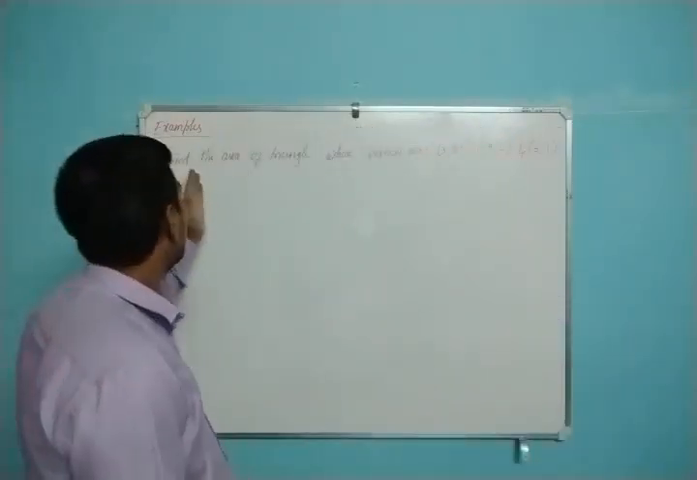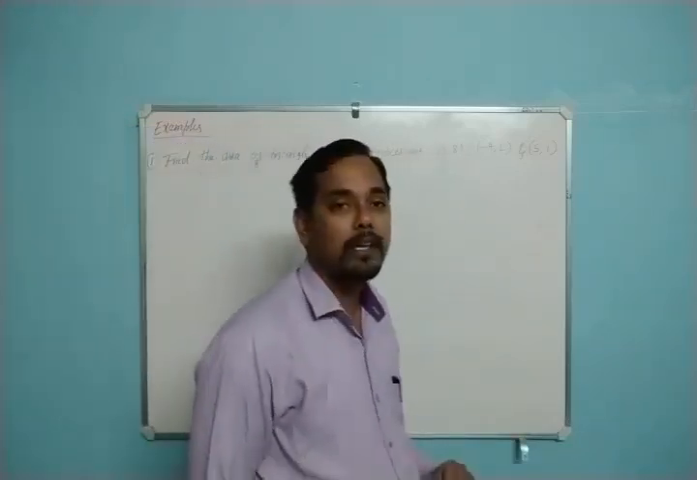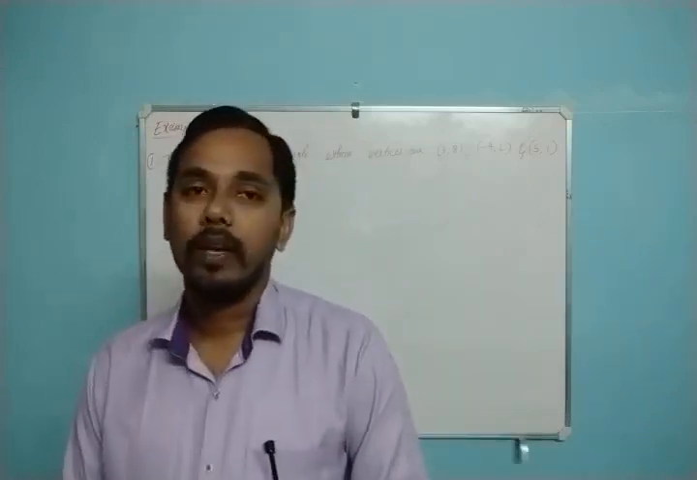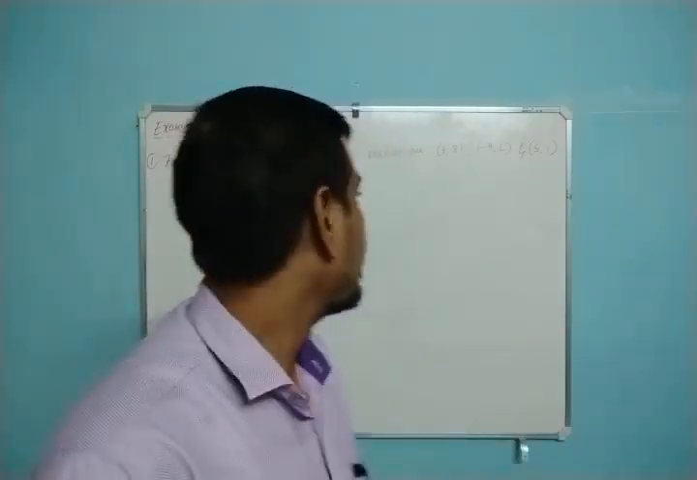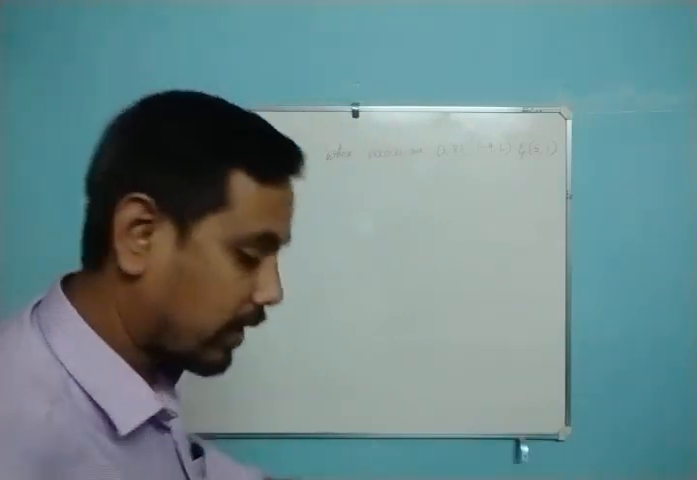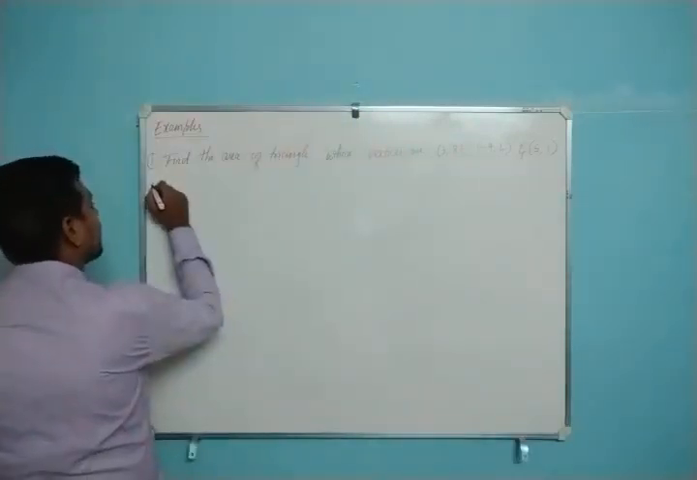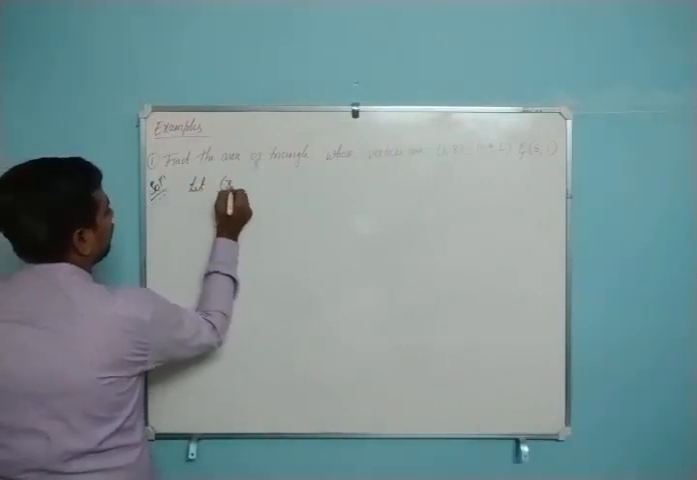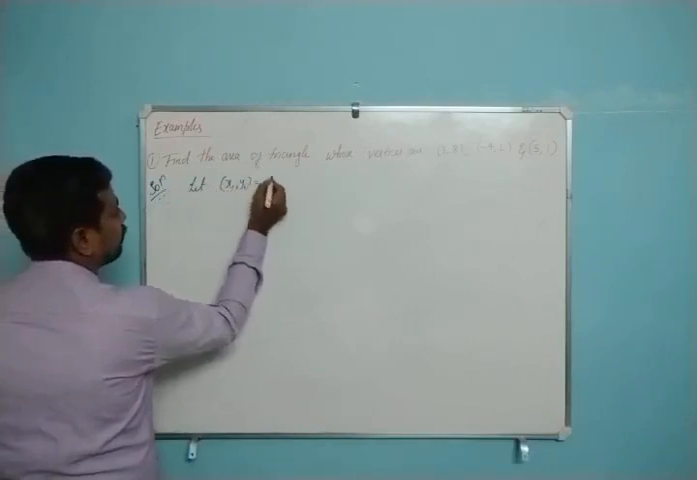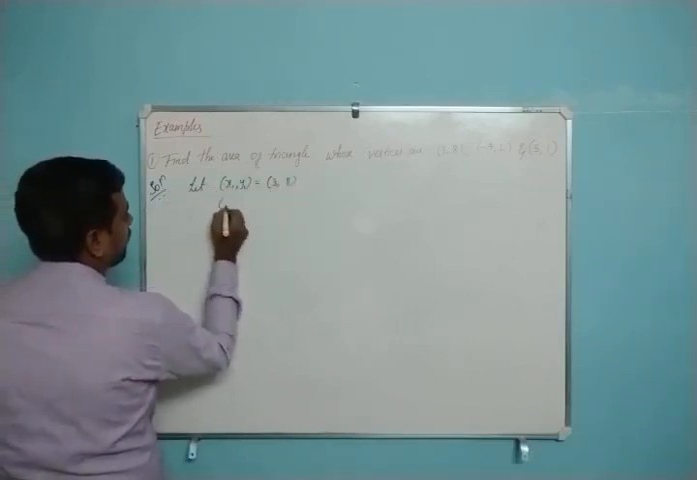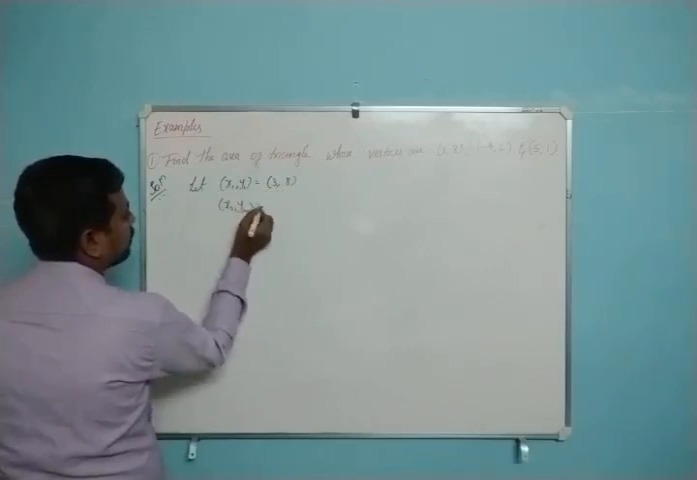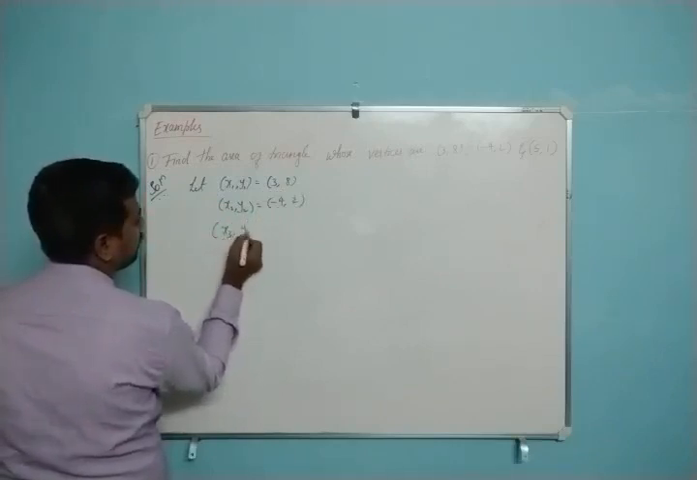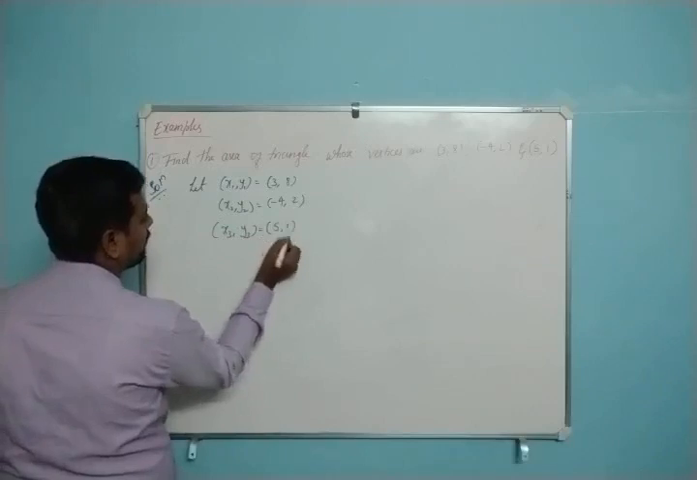So what is given here? Find the area of the triangle whose vertices are (3, 8), (-4, 2) and (5, 1). So we need to find the area of the triangle. Let (x1, y1) = (3, 8), (x2, y2) = (-4, 2) and (x3, y3) = (5, 1).